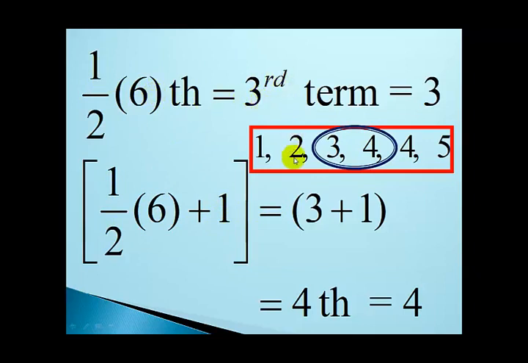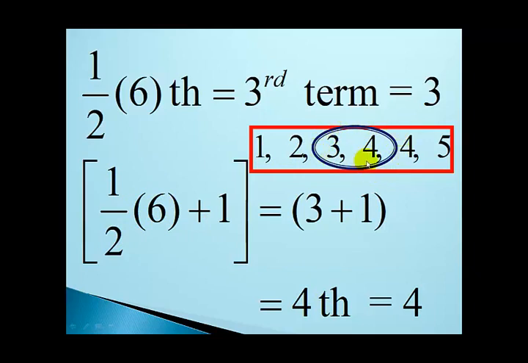And the third term is 1, 2, 3. That is 3. And half of 6 plus 1: half of 6 is giving us 3. So 3 plus 1 is 4. And the fourth term, 1, 2, 3, 4, is also giving us 4. So these are the two middle numbers.